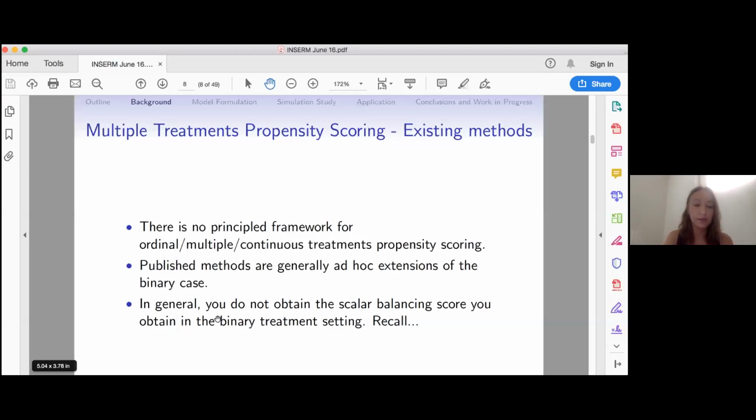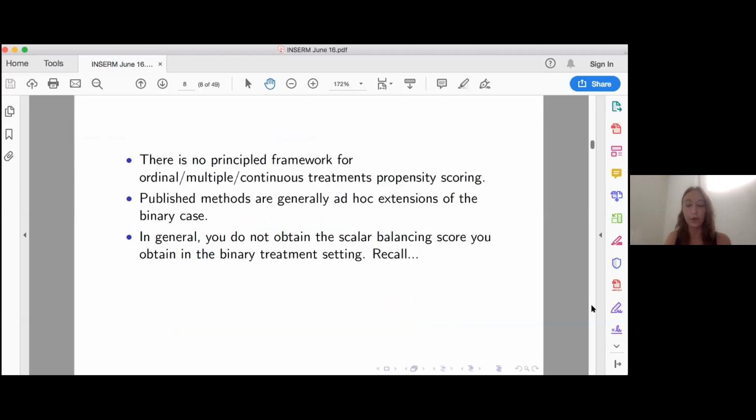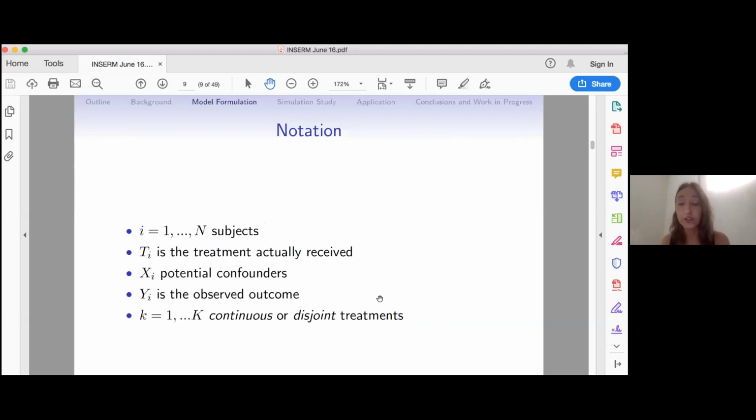And the reason is you don't obtain a scalar balancing score when you fit any kind of propensity model in the multiple treatment setting. That is one luxury of the binary propensity score setting that you do not have in the multiple treatment setting. So for the students in the class, I wanted to go through the notation and introduction of the binary setting before even going to the multiple treatment setting.